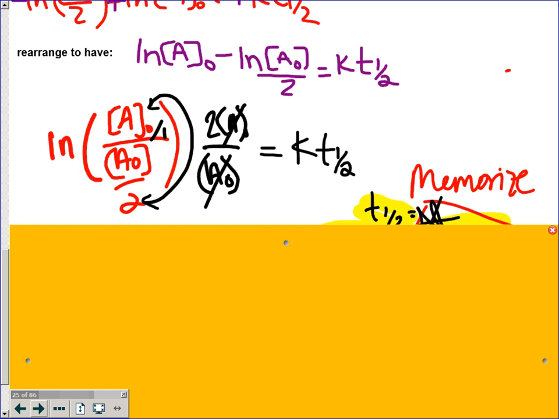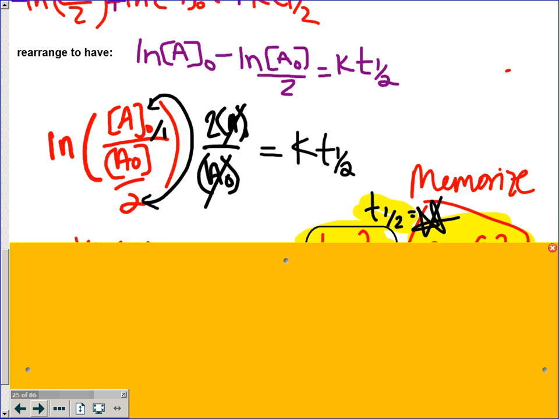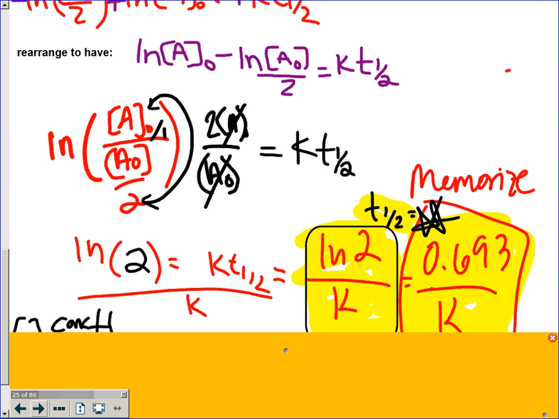Got it now? Okay. So it's essentially ln of 2 is equal to KT. Then I'm continuing to simplify, which is now dividing by K. This is the highlighted part. This is what you should write down if you don't write down anything else. When you divide by K, the half-life equation for a first order reaction is ln of 2 over K. So T 1/2, the half-life, is ln of 2 over K.